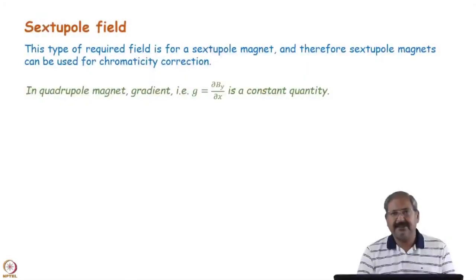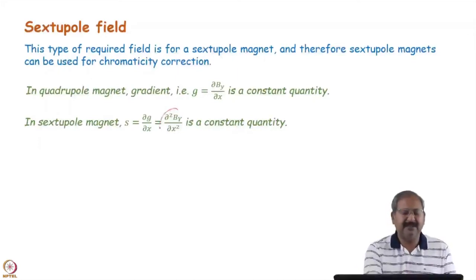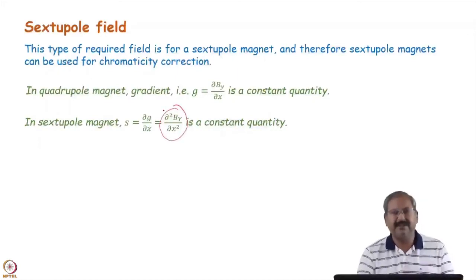In a quadrupole magnet, G is the gradient, which is a constant quantity. In a sextupole magnet, rather than G, the derivative of G is constant. This means the second derivative of the field is a constant quantity, because it is a parabolic curve that depends on x square. So the second order derivative will be a constant quantity.